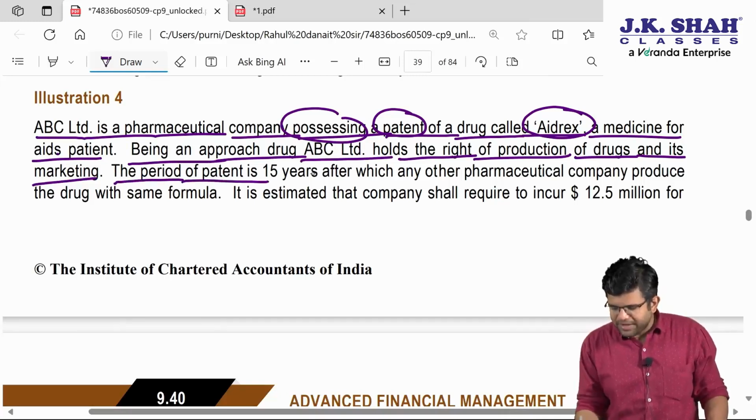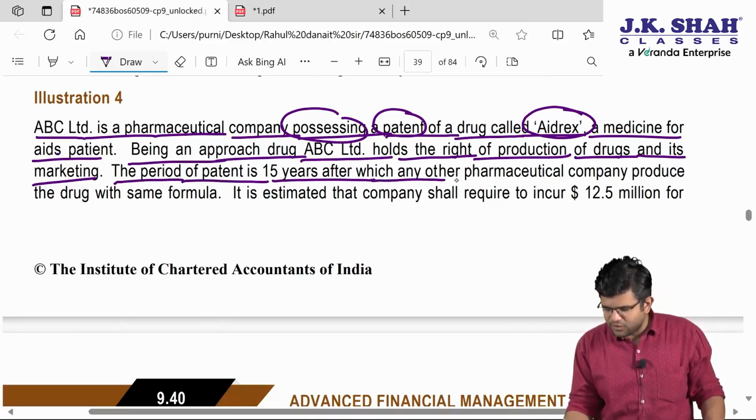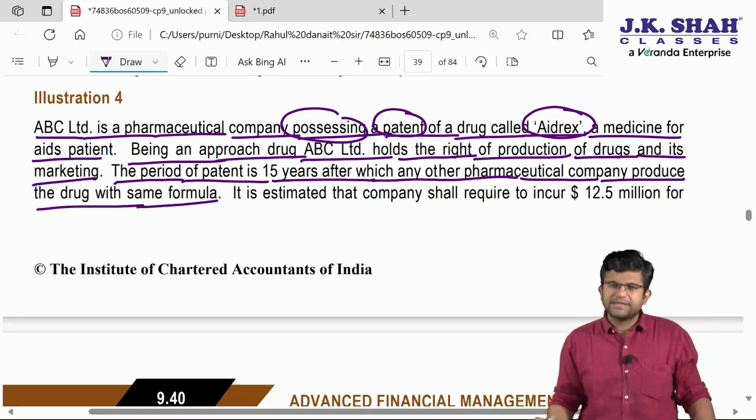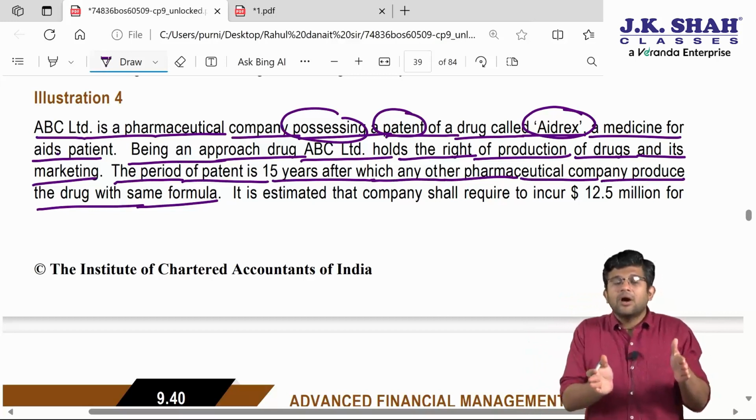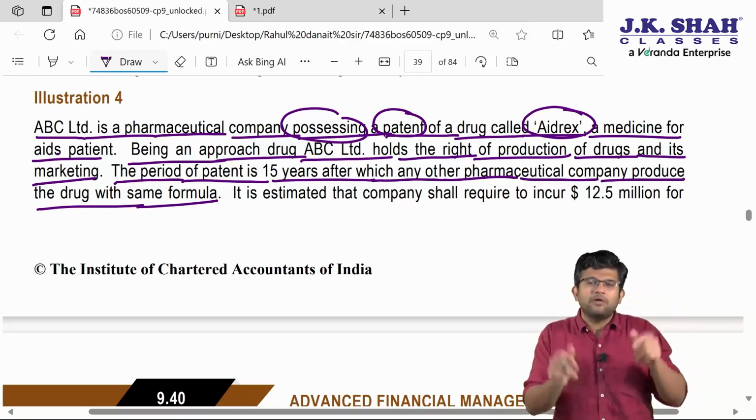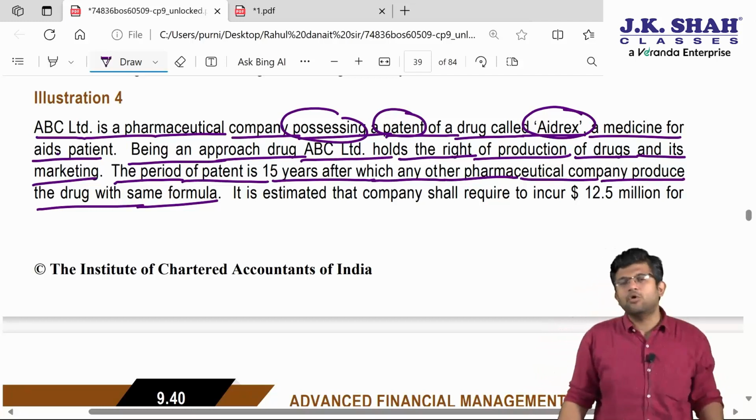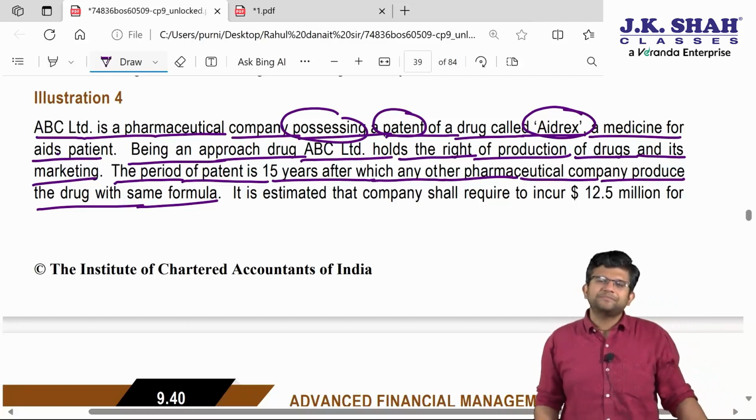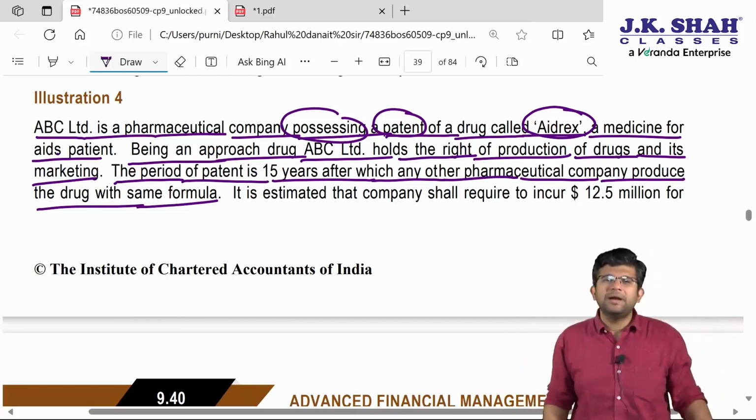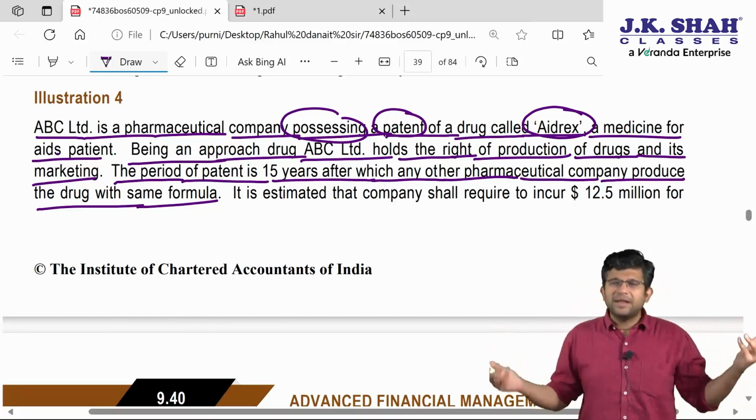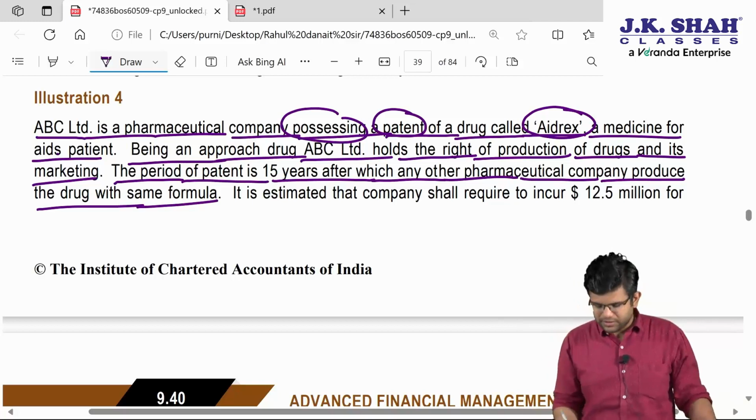The period of patent is 15 years, after which any other pharmaceutical company can produce the drug with the same formula, which means, students, the period or the number of years of this option that this company holds, do you realize, is 15 years. After 15 years, the option will come to an end, it matures, it's over, and then anyone in this world can manufacture this drug.